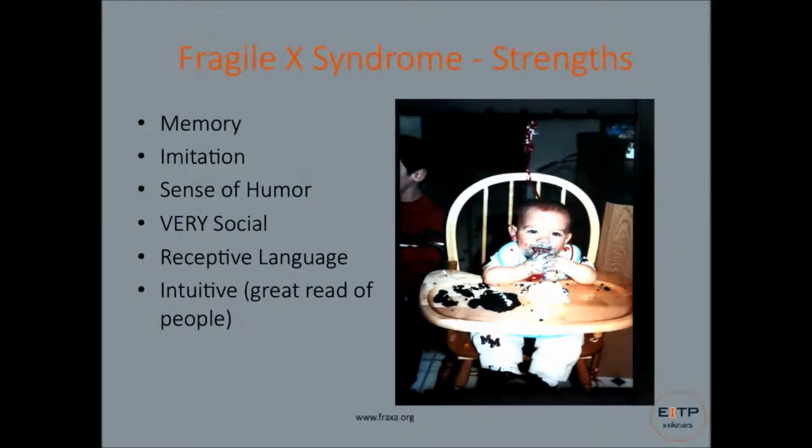So I quickly put on here some of the things people had asked about that would make them stand out. Fragile X syndrome has a whole host of strengths as well. Their memory, like a steel trap. Don't tell them something and not own up to it. They're great imitators, which makes them very different from the autism population. Tremendous sense of humor. They're very social. Although it causes a lot of anxiety, they do seek that social behavior. Their receptive language is much greater than their expressive, and they're very intuitive people and have great reads.